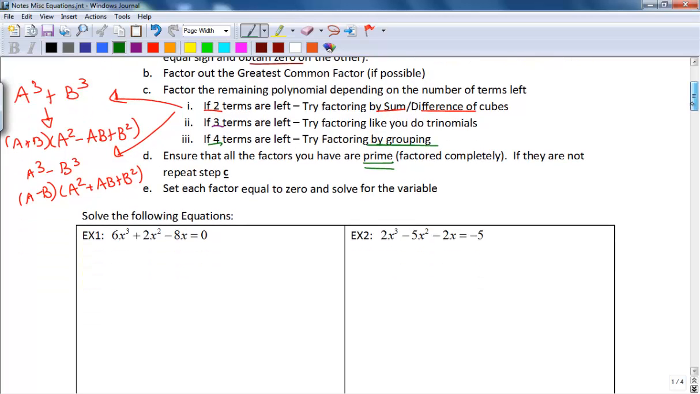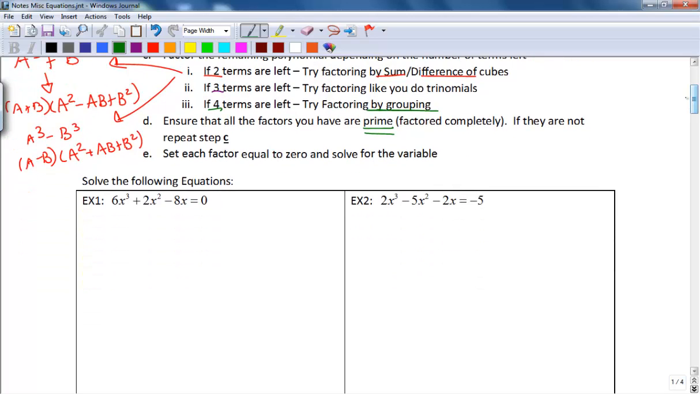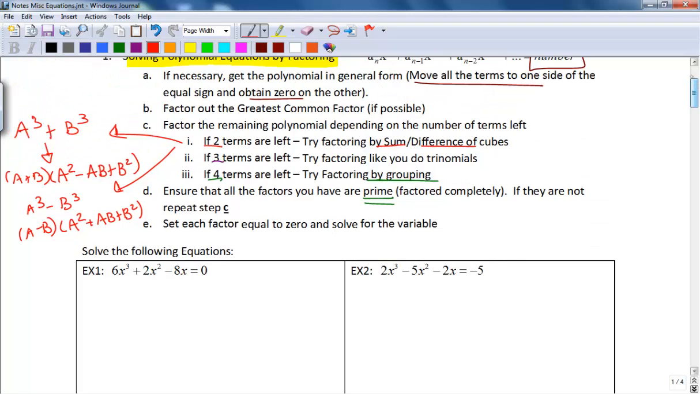So let's take a look at factoring some polynomial equations. Here's our first one, example 1. We have 6x cubed plus 2x squared minus 8x is equal to 0. This is a polynomial equation, and we want to solve it. The very first thing that we need to do is check and make sure that we're in general form. Well, do I have all terms on one side and 0 on the other side? I do, so I'm in general form.